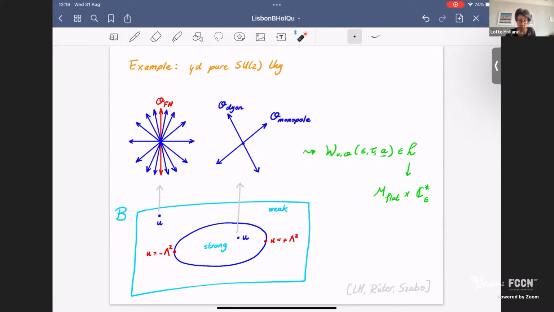Right. So to every point in this Coulomb branch, we can associate this object W of U, which also depends on theta. We can compute it actually, and it forms a nice section of a line bundle over the corresponding moduli space of flat connections. So this can all be computed very explicitly in this particular example.